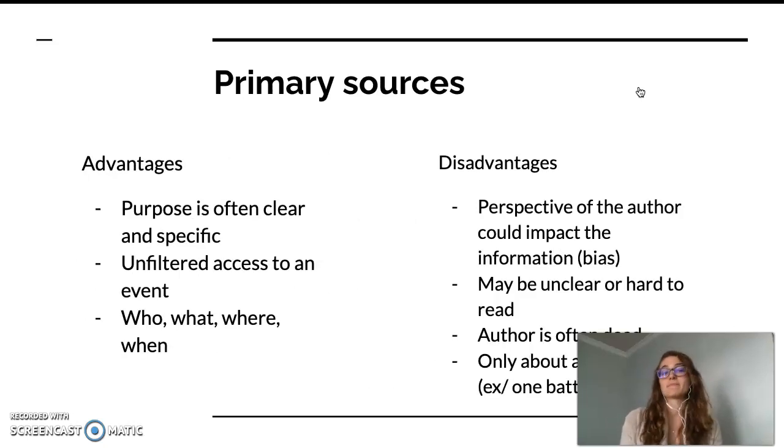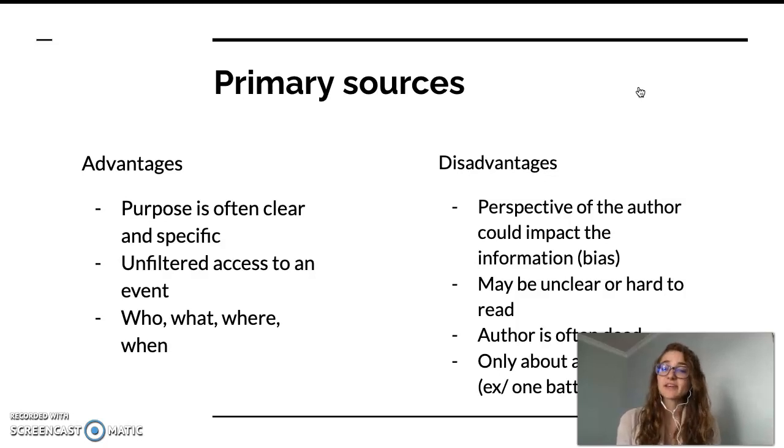The advantages of primary sources are abundant, right? The purpose is often very clear and specific. We know why newspaper articles are written oftentimes. We know why people write letters to other people. You really get unfiltered access to an event in a way that secondary sources don't give you. And you know the who, the what, the where, the when, most of the time, not all the time.